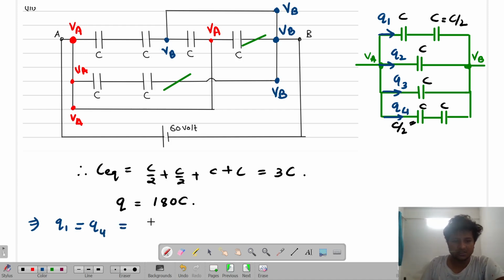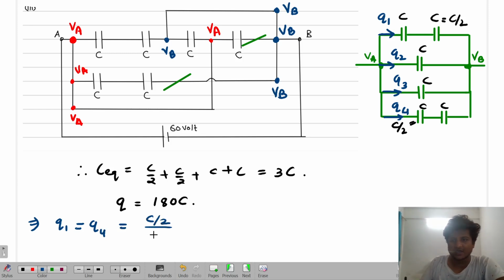Net capacitance is how much? C by 2. So net capacitance in this wire, which is C by 2, divided by total capacitance, which is 3C, into the total amount of charge. Which is 180C. So how much is this? 6 3s are 18. So this is total 30C charge. Are you able to get me or not? In Q1 and Q4, it is how much? 30C. Is that clear?